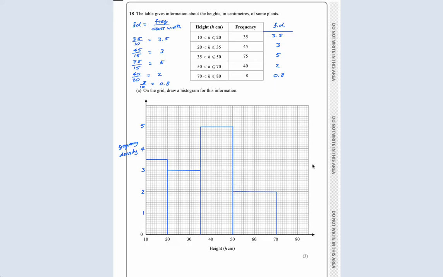So this is one of those questions, guys, where you have to bring a ruler, or why you should bring a ruler. And then 70 to 80 is 0.8, which is exactly here. Now, yes, guys, it does have to be accurate. Okay, so that's pretty good. That is the histogram. Let me just check. 3.5, 3, 5, 2, and 0.8. And my widths are correct, though the class widths are the widths of the bar.